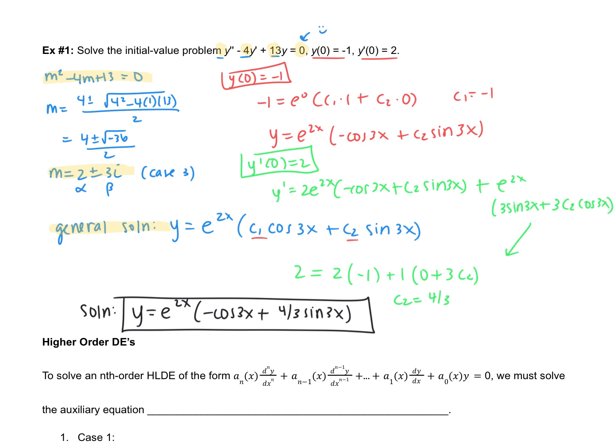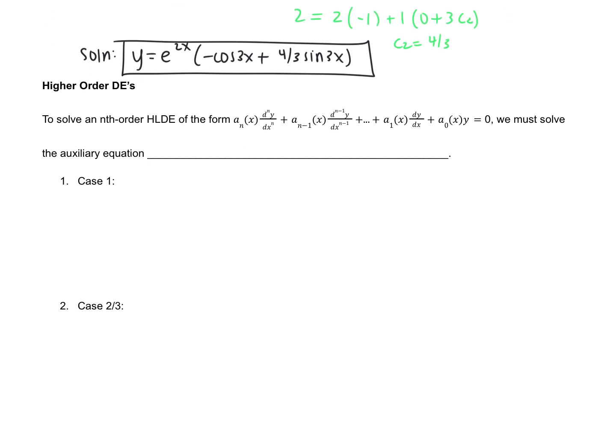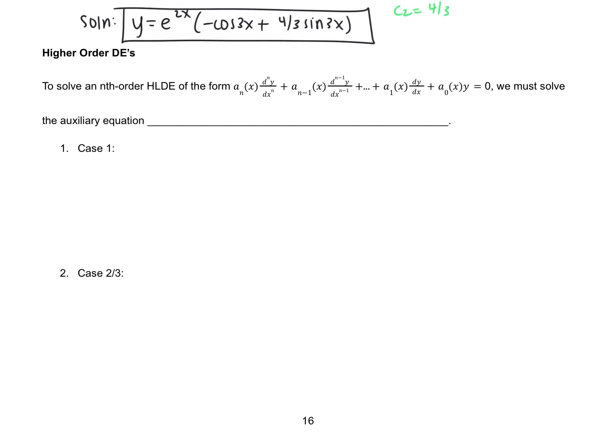Now that we've seen this first example, let's talk about what happens if we have higher order differential equations. The examples we looked at were all second order. What happens if we have third order or fourth order linear homogeneous differential equations? How do we solve those? So let's take a look at this section. To solve an nth order homogeneous linear differential equation of this form, so again, it's nth order, it's homogeneous, so it's set equal to 0, we have to solve the auxiliary equation.